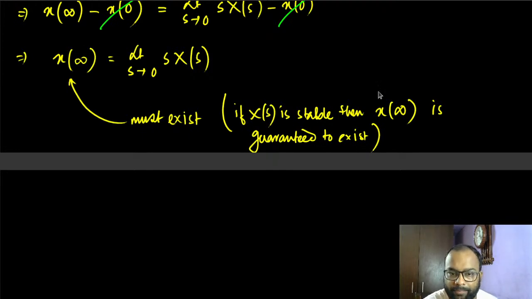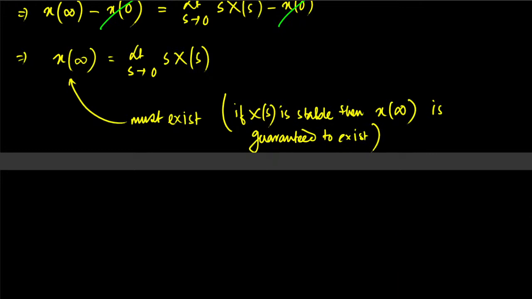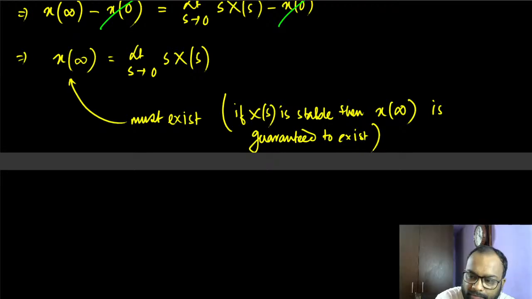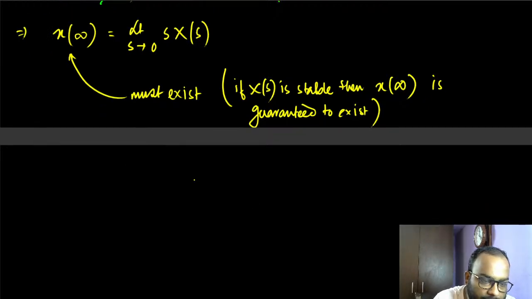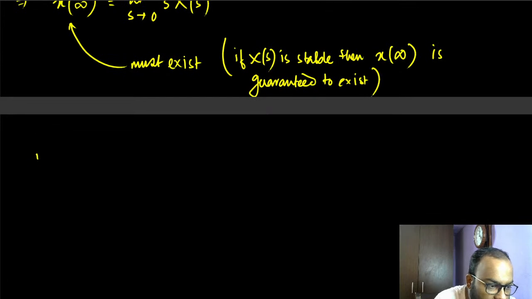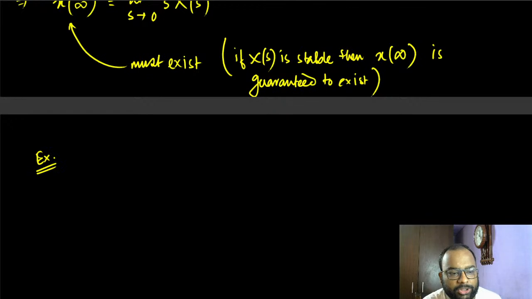So don't worry about that. Let's see a few examples. Rather, one example in particular. Here I am going to assume that the final value theorem is applicable, because I haven't yet shown you how to determine whether or not the final value theorem is applicable. But let us say that we calculated X(s).